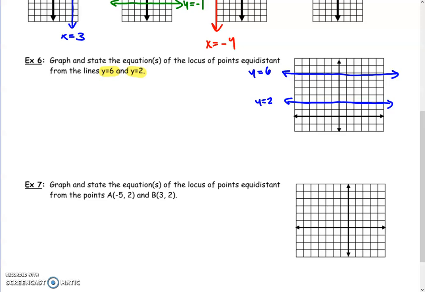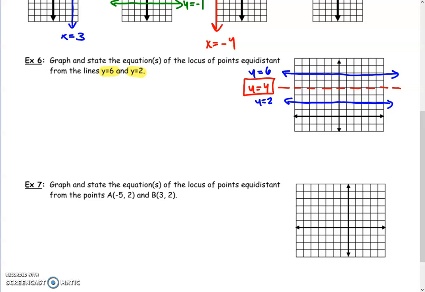You can count the blocks, the spaces between. There's 4 spaces between, so this would be exactly between, 2 spaces from each. Draw that in as dashed, and write the equation. That's y equals 4. And that is the only equation we would need. You don't necessarily have to write the equation of the other two lines. I'm just kind of doing it for review. But you want to make sure you write y equals 4 as your final answer.